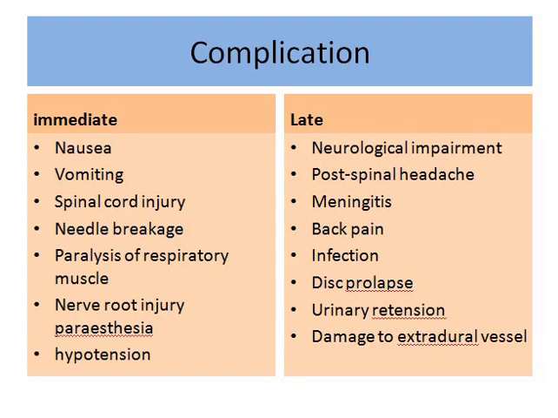Now, there are two types of complications of spinal anesthesia: immediate and late. The immediate complications include nausea, vomiting, spinal cord injury, needle breakage, paralysis of the respiratory muscles, nerve root injury, paresthesias, and hypotension. Late complications include neurological impairment, postspinal headache, meningitis, back pain, infections, disc prolapse, urinary retention, and damage to the extradural vessels.